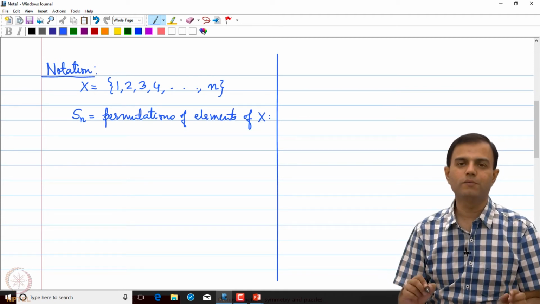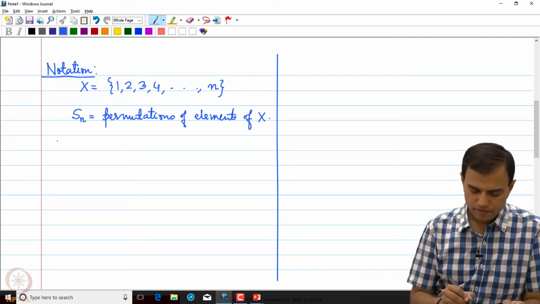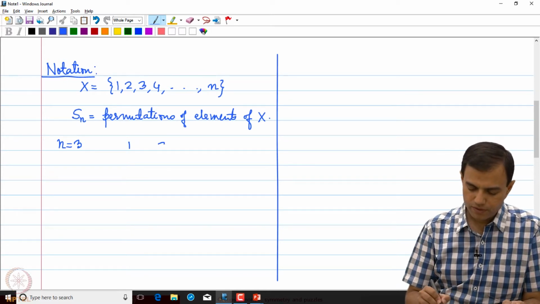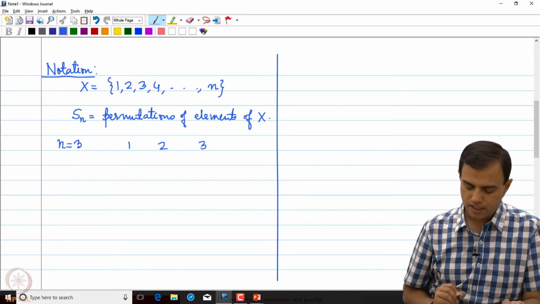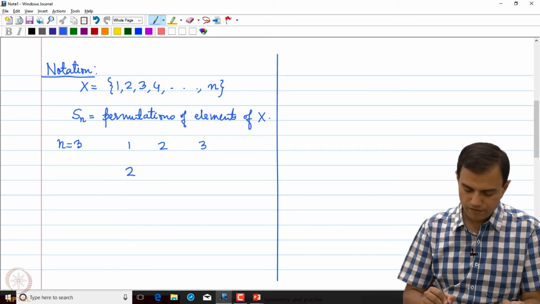So how to express permutations? For that we are going to have a notation. For simplicity, just consider the case of, say, n is equal to 3. So this is the original position of these 3 symbols, and suppose after permutation you have something like 2, 3, 1.